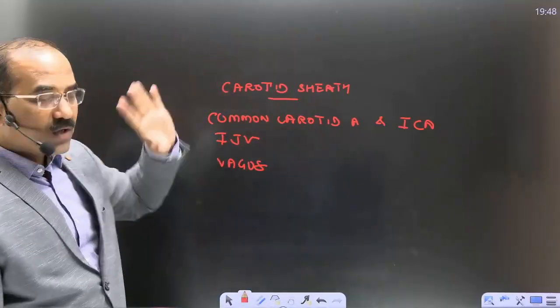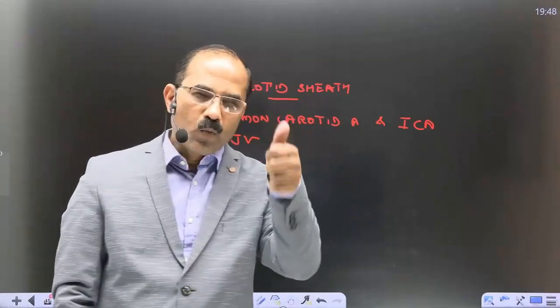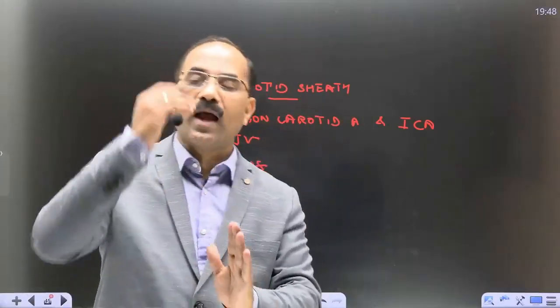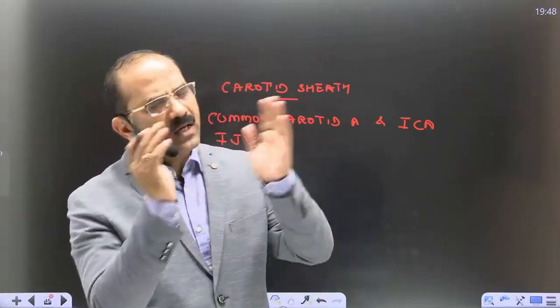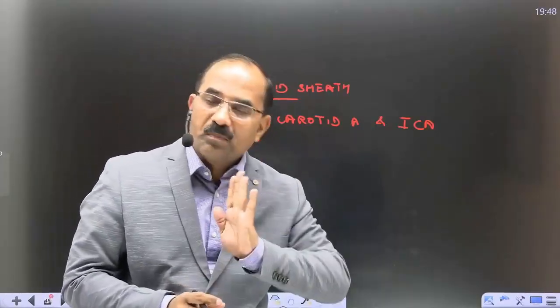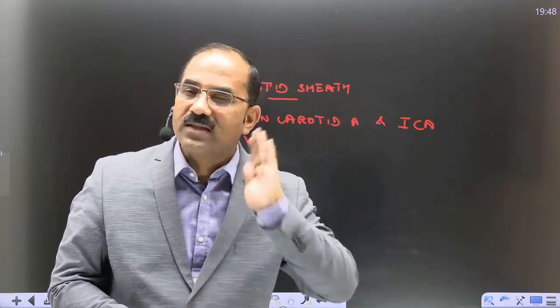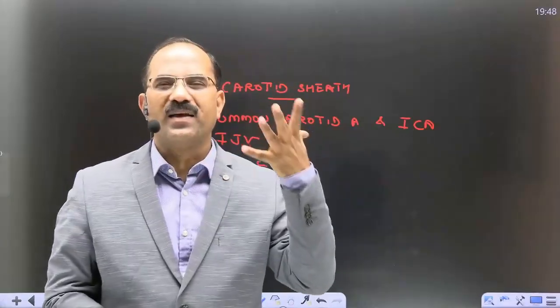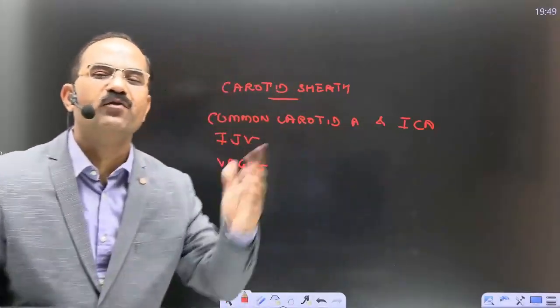So what are the contents of carotid triangle? Number one, very important content is the carotid sheath, which contains the common and the internal carotid artery, the internal jugular vein, and the vagus nerve. The external carotid artery pierces the carotid sheath and gets out of it. It supplies the head and neck. It gives branches to supply the head, face, and neck.